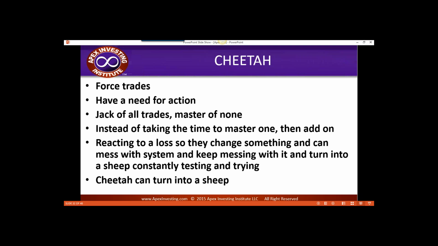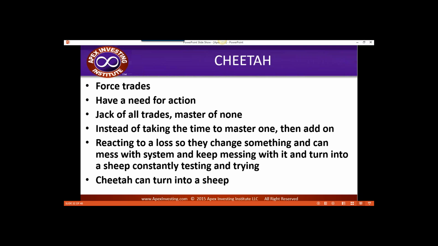They're going to force a trade. If the trade's not quite lining up, doesn't matter. They're going to take it anyway. They're going to take it early. And like I said, they have a decent understanding of all these different systems, but they've never mastered one. So they're a jack of all trades, no pun intended, but a master of none.